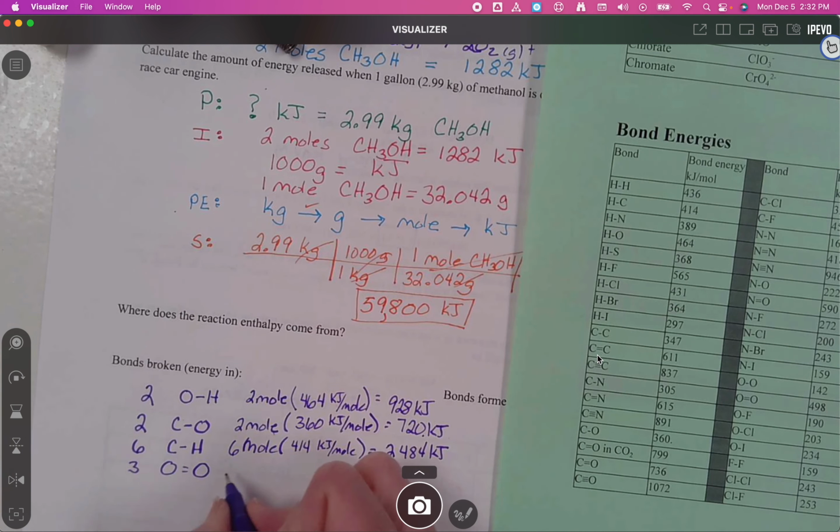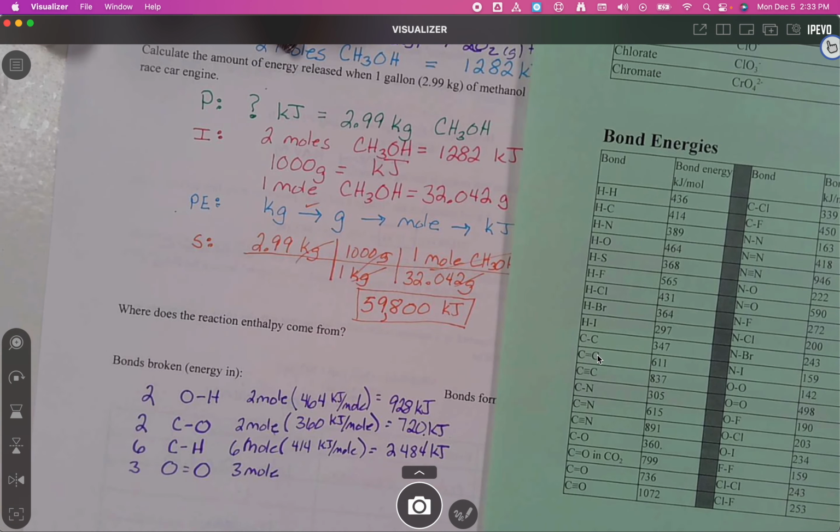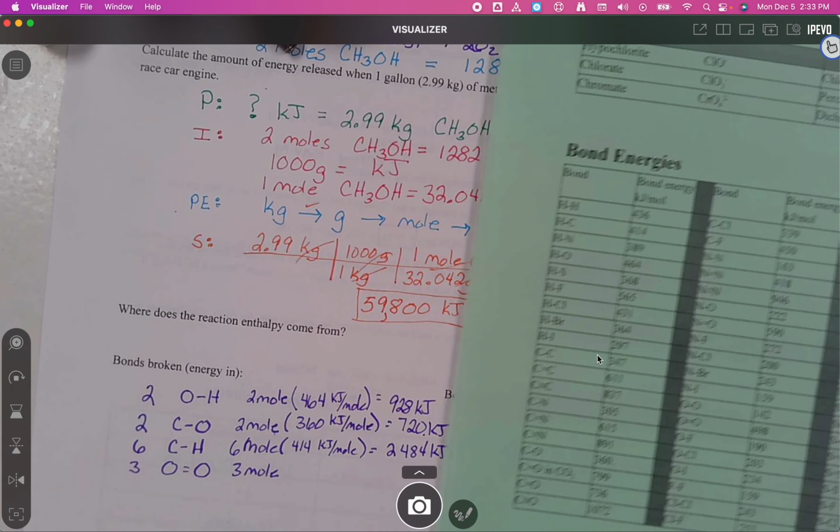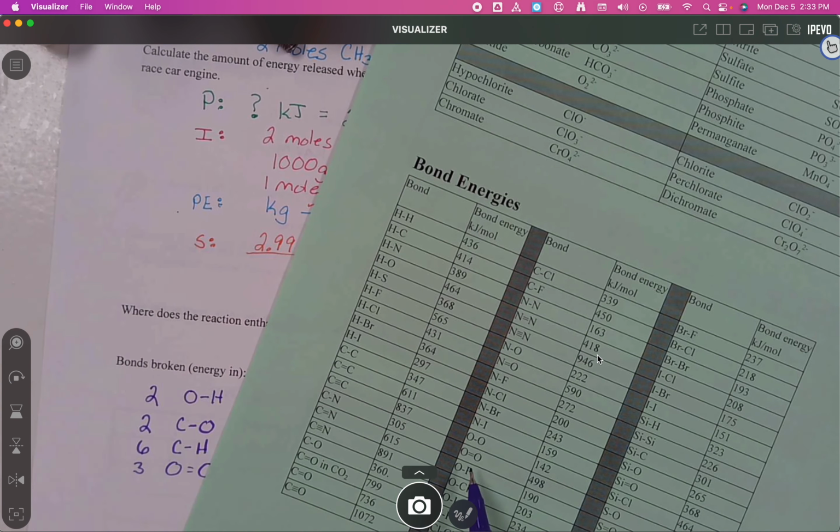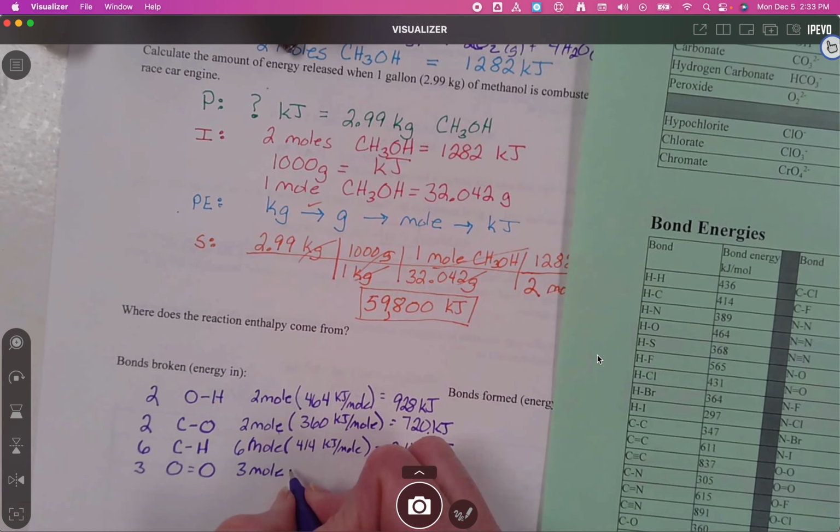And 3 moles of oxygen to oxygen double bonds. So that on my chart, oh, that's way over here. Oxygen to oxygen double bond. So that costs 498 kilojoules per mole.